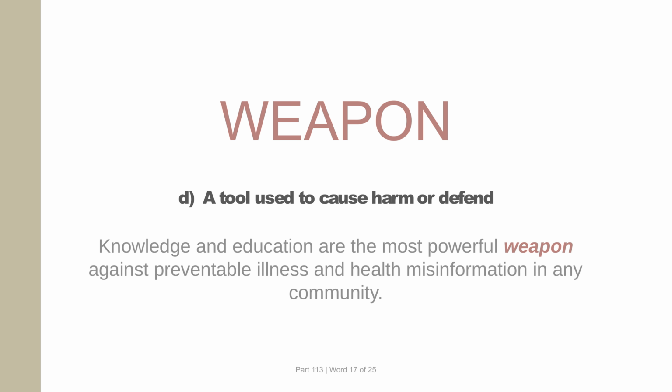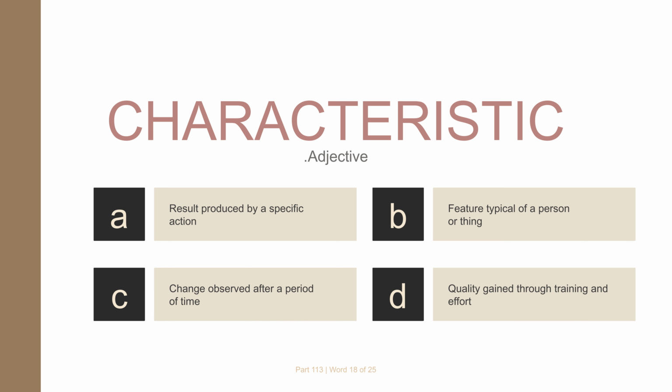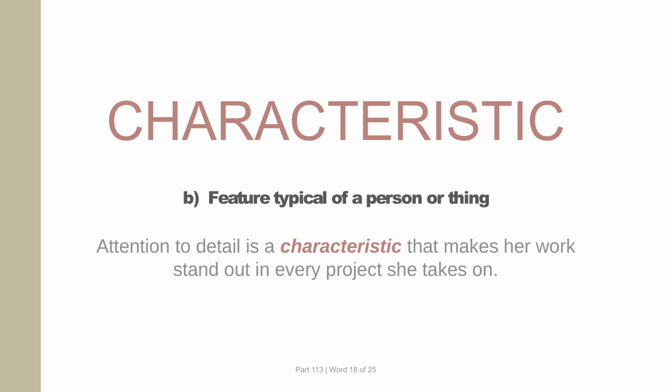Question 18. What is the meaning of characteristic? Option A. Result produced by a specific action. Option B. Feature typical of a person or thing. Option C. Change observed after a period of time. Option D. Quality gained through training and effort. Correct answer, option B. The correct meaning of characteristic is feature typical of a person or thing. Example: attention to detail is a characteristic that makes her work stand out in every project she takes on.